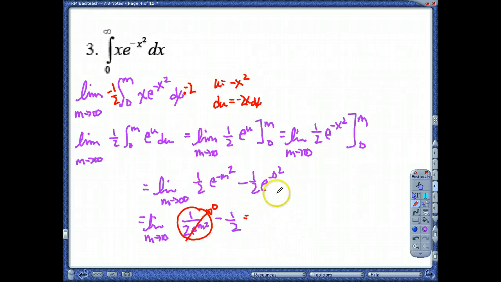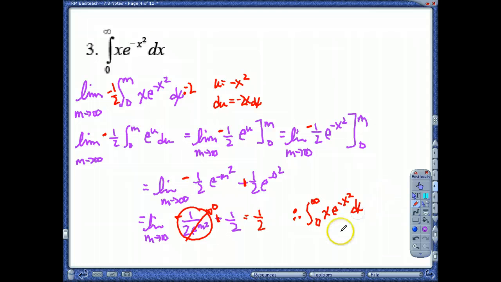Okay. All right, so I end up with, oh, I lost my negative. How did you let me do that? See, this is why we need to be in class so I don't lose my negative. Okay, so that's going to give me a positive 1/2. So that negative 1/2 I had out there, somehow I lost my negative. So therefore, my integral from 0 to infinity of x e to the negative x squared dx converges, and it converges to 1/2.